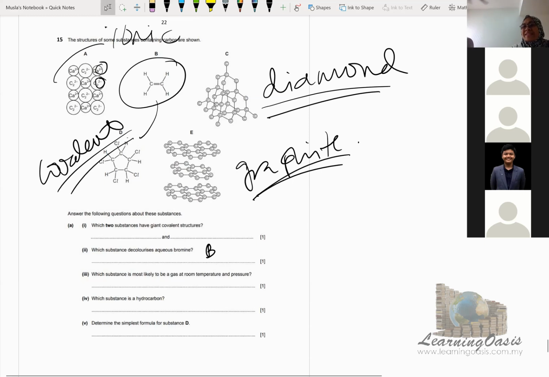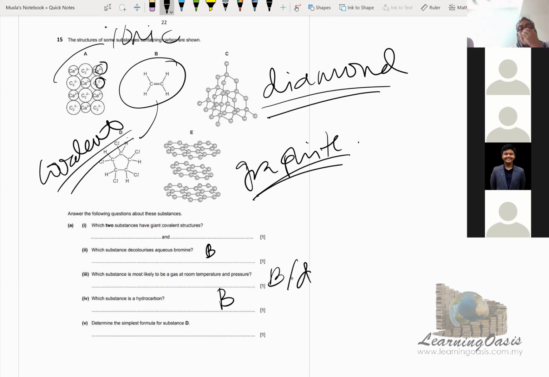Which substance is more likely to be a gas at room temperature and pressure? You're talking about covalent compounds. B and D. Right, so B and D. Either B or D. Now, which substance is a hydrocarbon? B. Why do you choose B?